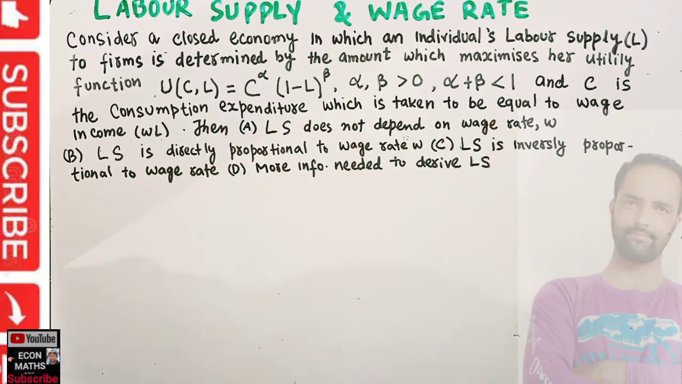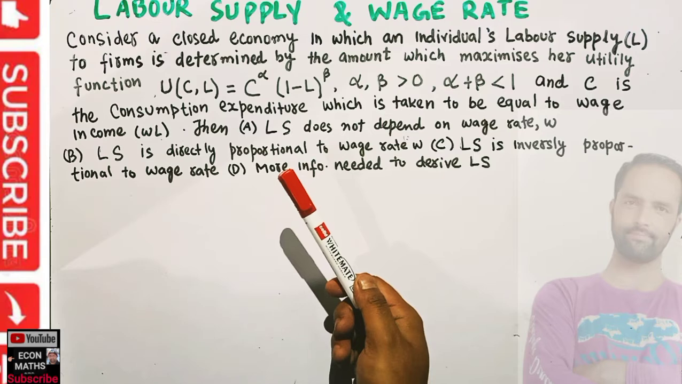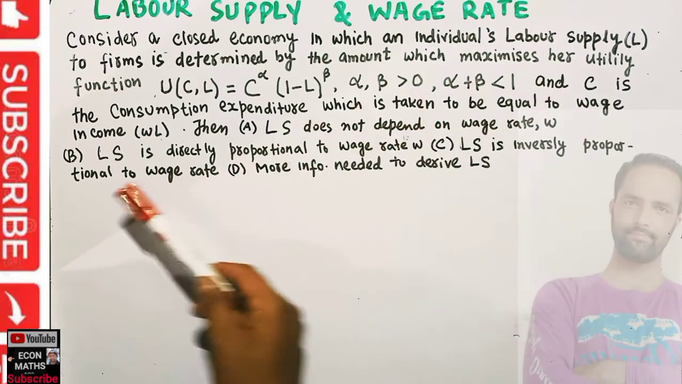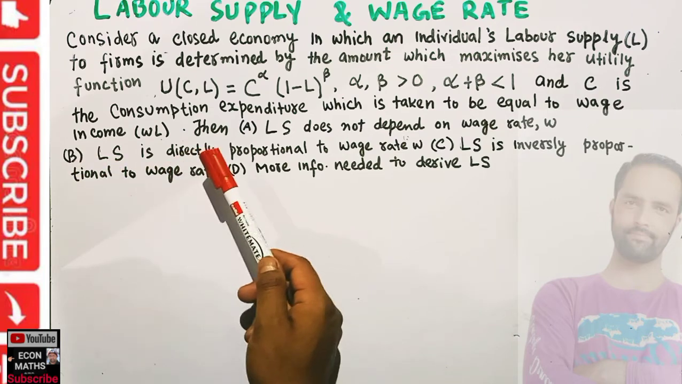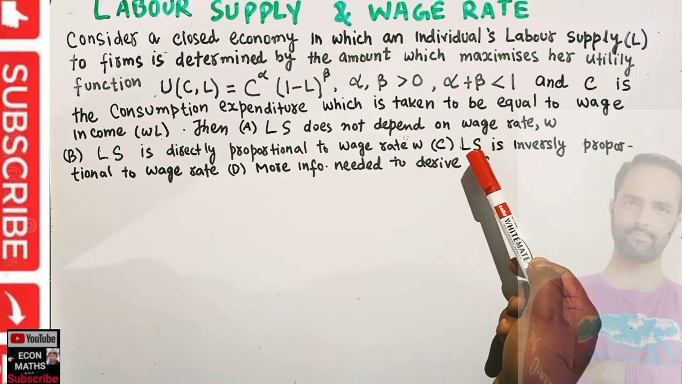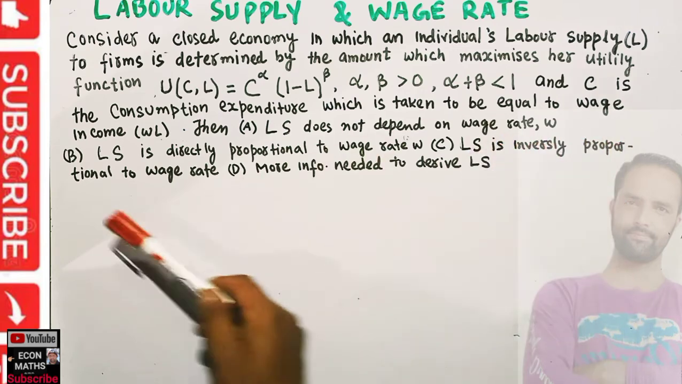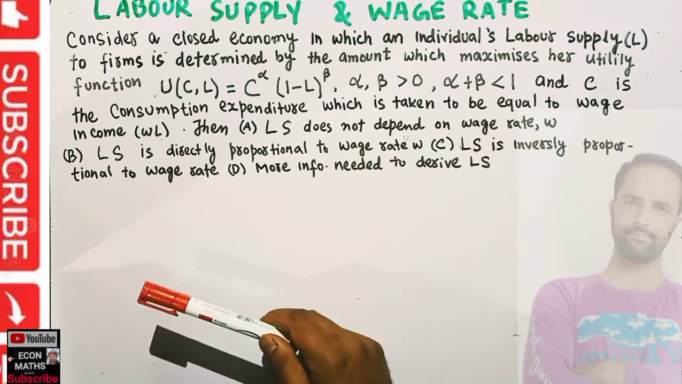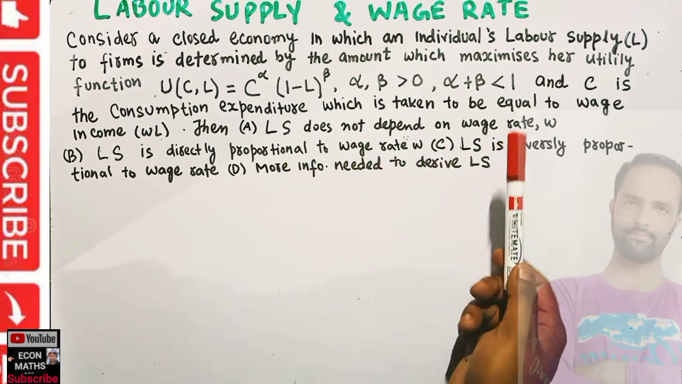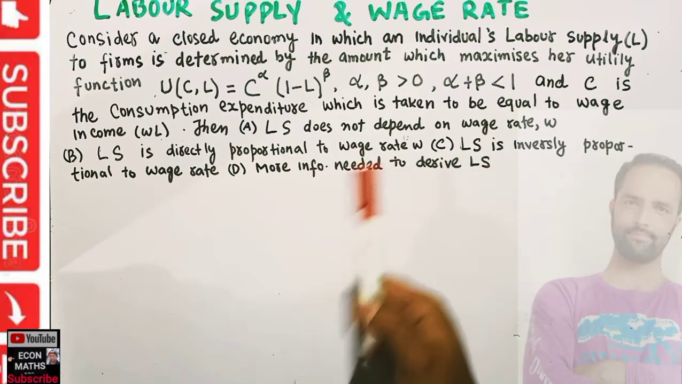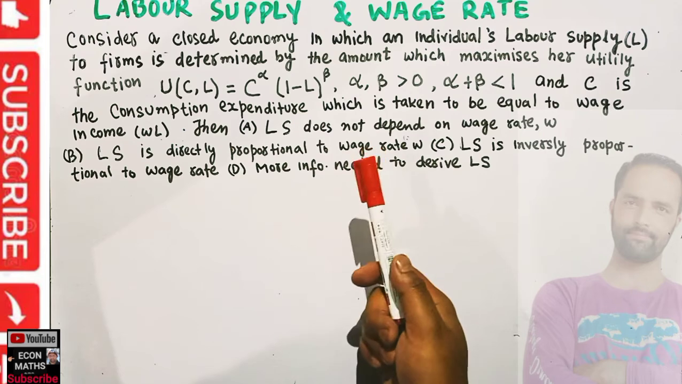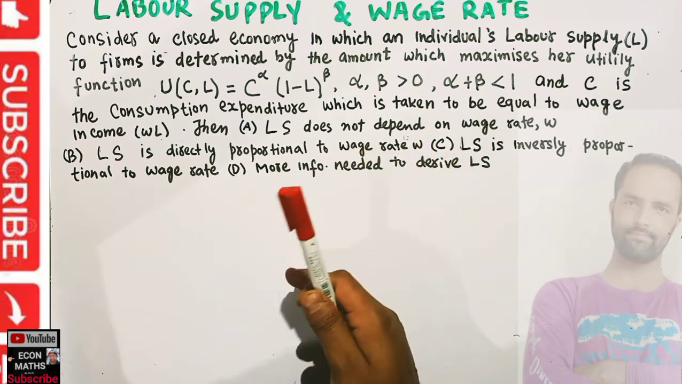Then we are being given these options. We need to find out which option is correct. The first option is labor supply does not depend upon the wage rate W. The second option is labor supply is directly proportional to wage rate W. The third option is labor supply is inversely proportional to wage rate. And the last option is more information is needed to derive labor supply. So the thing we want to find out is the labor supply, and see whether it depends upon the wage rate or not.